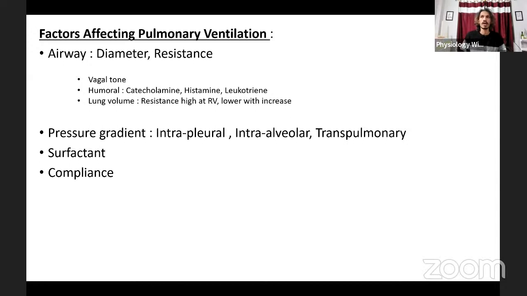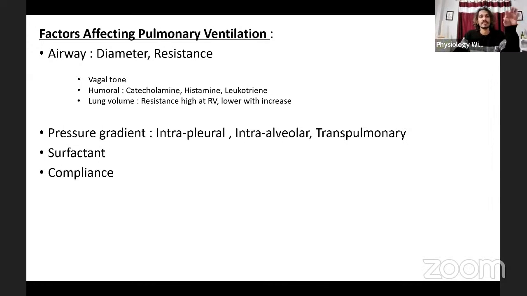Okay. Now, apart from that, your humoral system releases catecholamines. In the fight and flight reaction, it should dilate. Then, of course, there are other substances like histamine, leukotriene, and all, which can result in constriction. So this is what happens in asthma. Histamine, leukotriene, and all that is involved there.